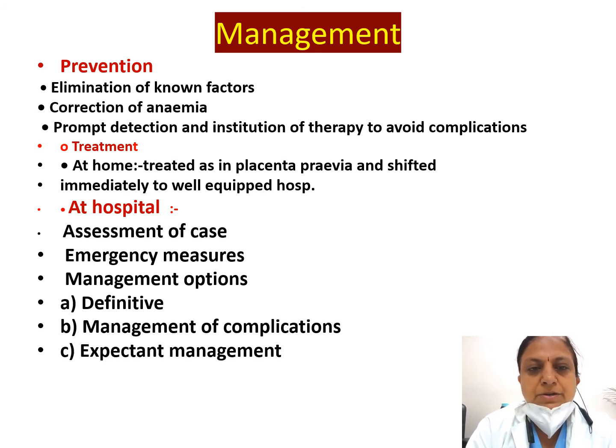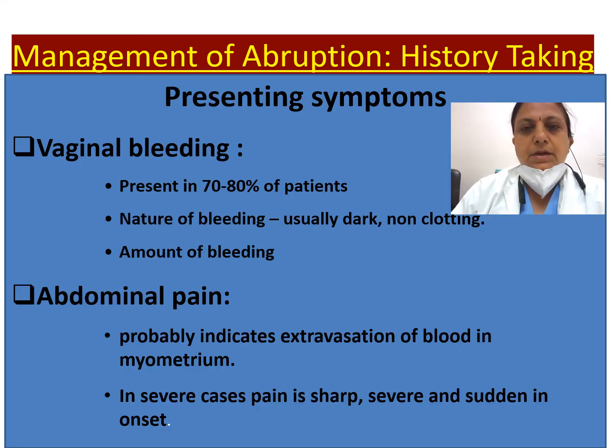Then treatment. At home, treat as in placenta previa and shift immediately to a well-equipped hospital. At hospital, assessment of the case, emergency measures, management options, definitive management, management of complications and expectant management. Management of abruption. Let us begin with the history taking.